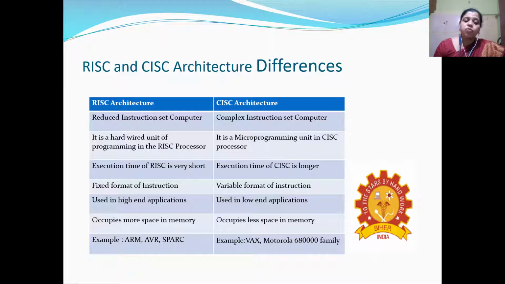RISC occupies more space in memory, whereas CISC occupies less space in memory. Examples of RISC architecture are the ARM microcontroller, AVR and SPARC. For CISC, we have the Motorola 68000 family and VAX.